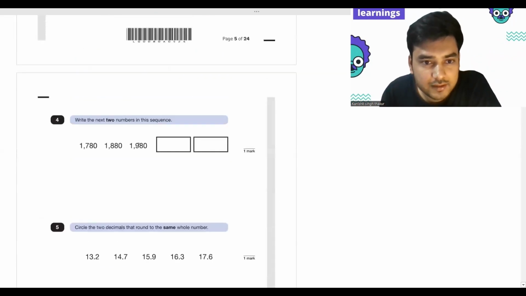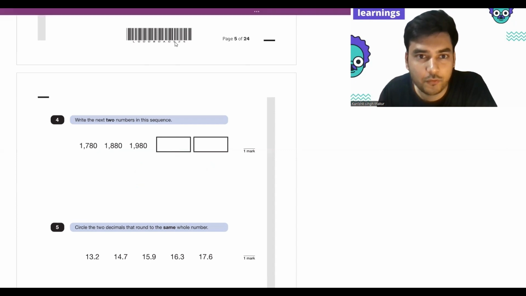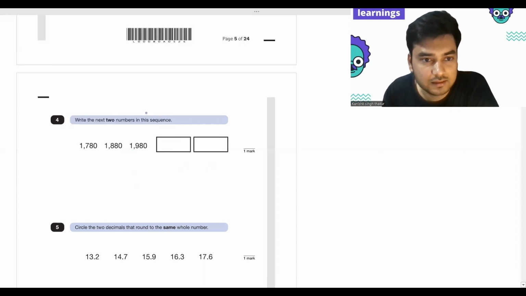Write the next number in this sequence. Here, on question number 4, it is increasing by 100, isn't it? 780, 880, then 2080, then 2180. That's it.